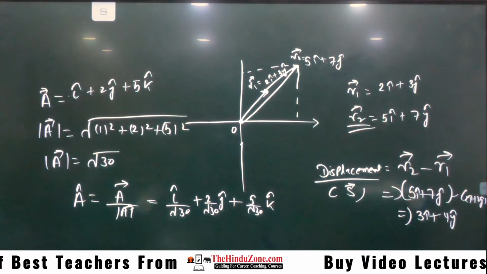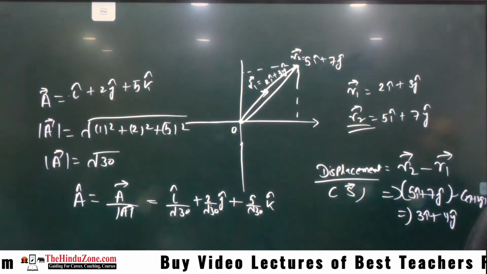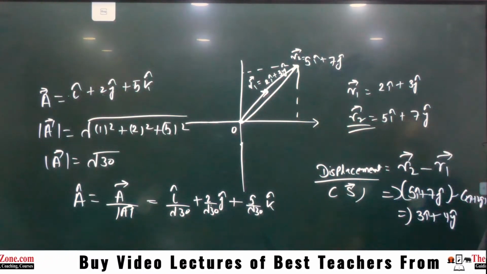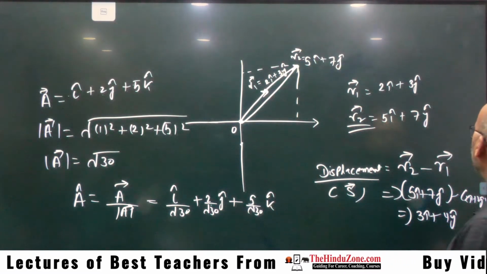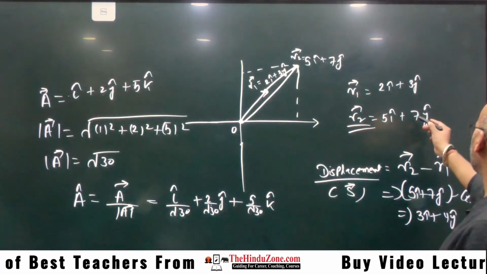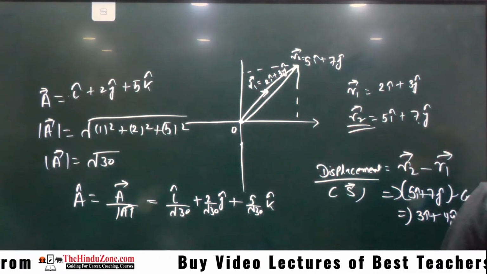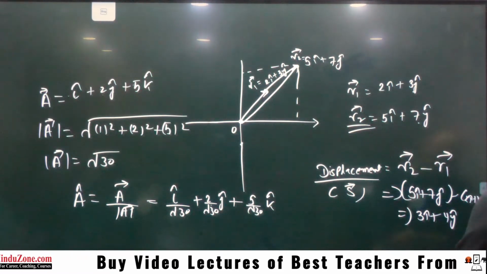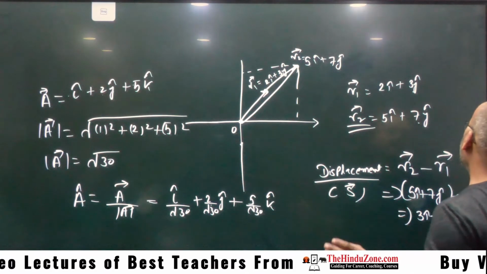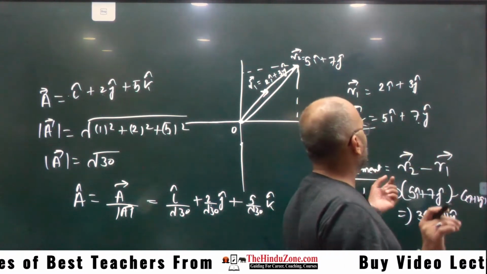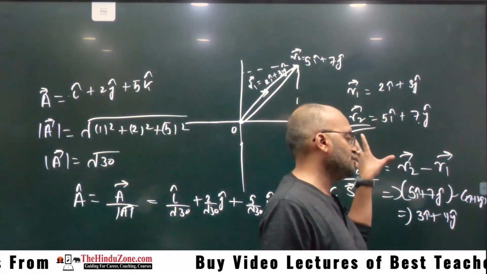Yes, sir. In this displacement vector, like we did over there, won't it be 3 i cap minus 4 j cap? No, it is 7 j cap minus 3 j cap. What you are asking here, I am not able to understand. Please repeat. We have to subtract r1 from r2. Final position minus initial position.